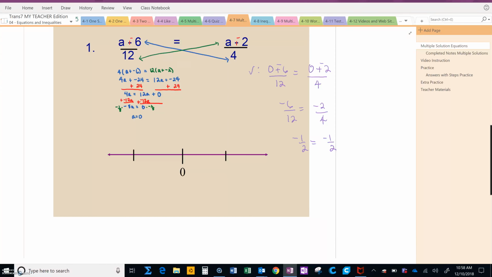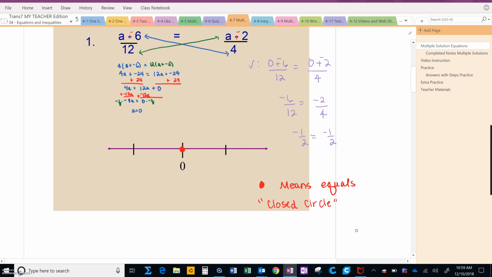So that's just one solution. In other words, there's one answer to this problem. And the way that I graph it is I put what's called a closed circle where my solution is. So 0 is my solution, so I'm going to put a closed circle. So to help you understand, a closed circle is a circle that you completely shade in, and it means equals. Okay, so having a closed circle at 0 means that our solution is equal to 0. All right, and this is called a closed circle. We'll talk about open circles later. But just remember, a closed circle means equals, and that's how we graph.